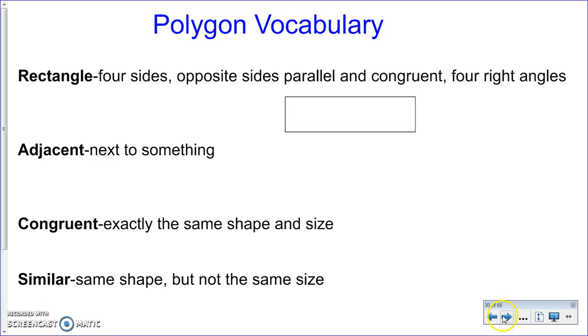Adjacent means next to something. Congruent means exactly the same size and shape. And similar means same shape but not the same size.